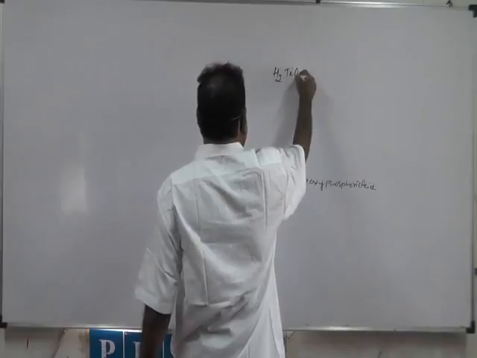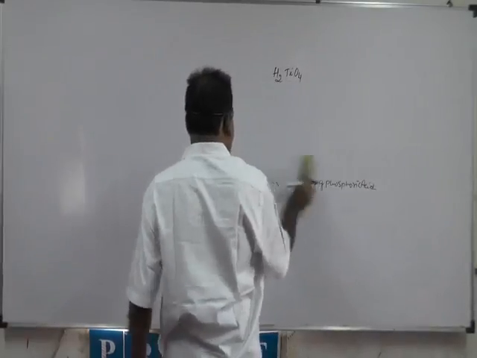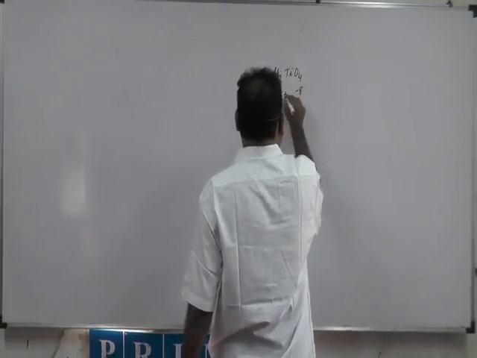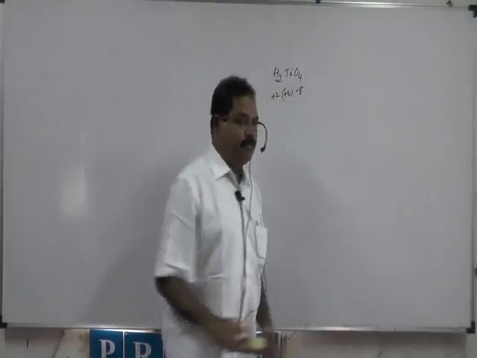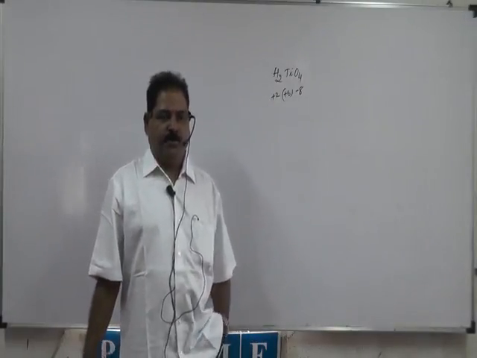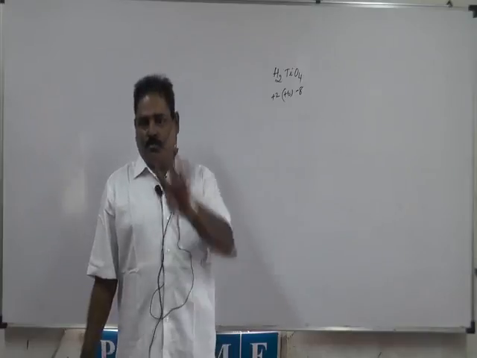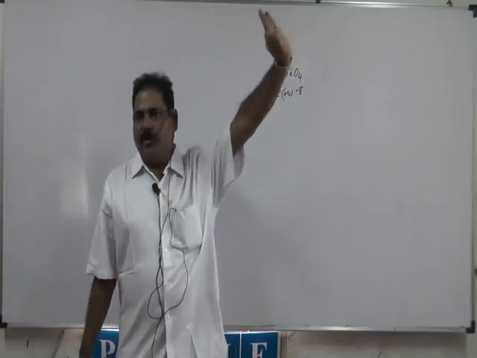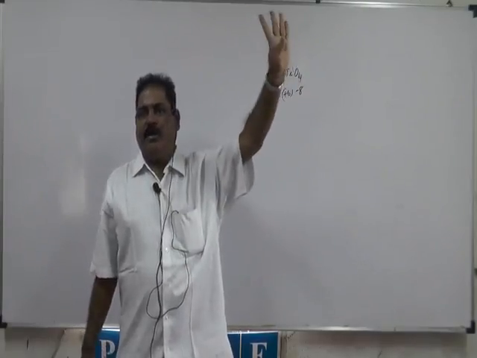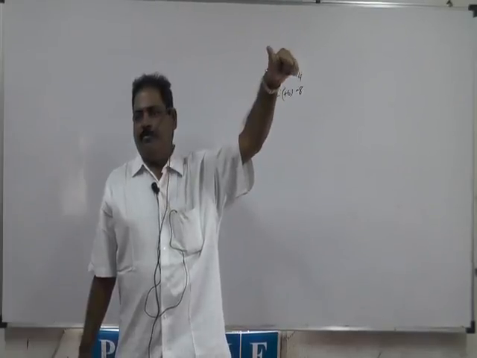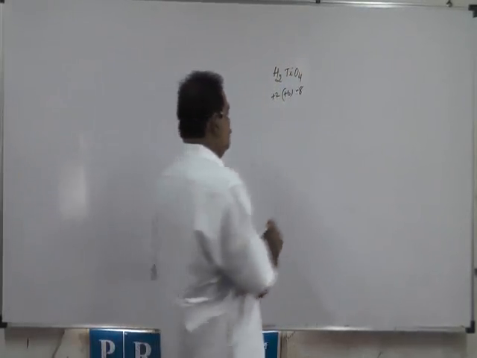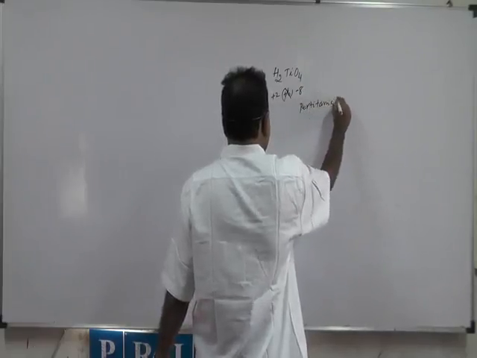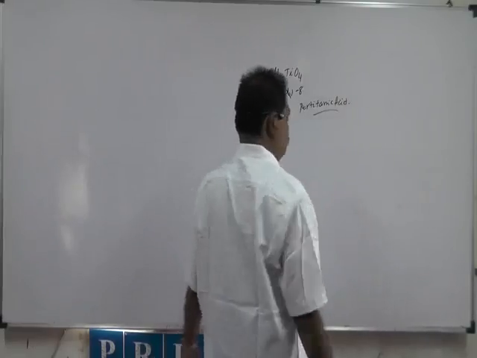H2TiO4, per titanic acid. Minus 8, plus 2, plus 6. Is plus 6 possible for titanium? Titanium belongs to just the fourth group. Fourth group, 3B, 4B: scandium, titanium, vanadium, chromium, manganese. So, this is a peroxy. This is called per-titanic acid. Yellow.